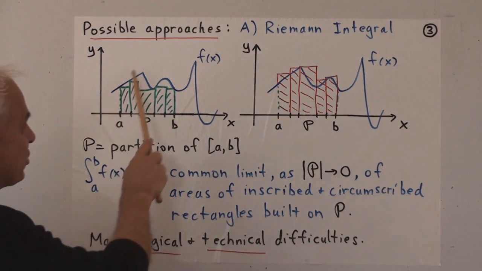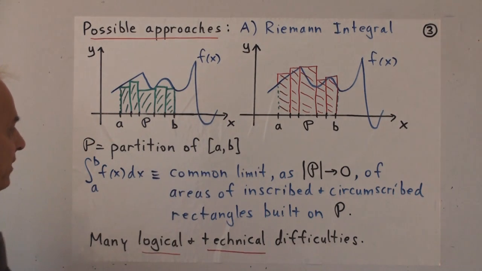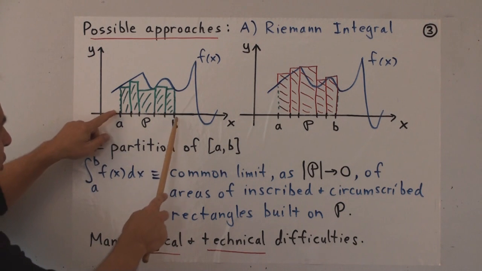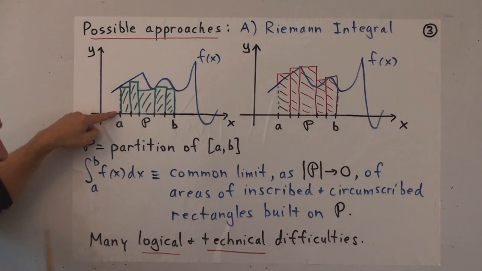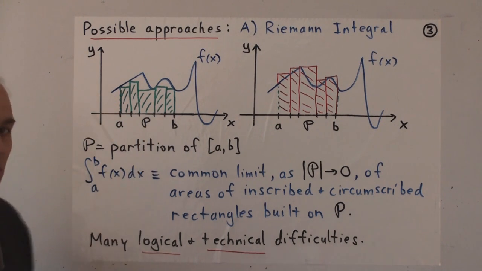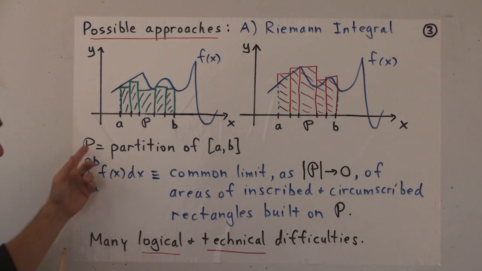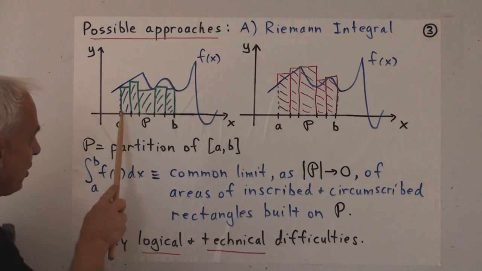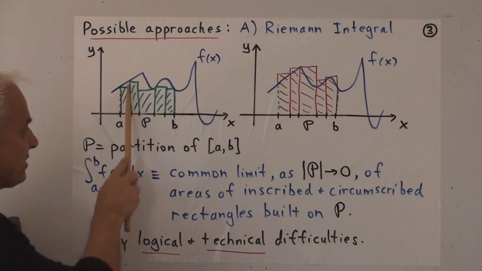Okay, so we have some function f of x. Let's picture it like that. We have some interval a to b. What do we mean by the integral from a to b of f of x dx? Well, what we do is we look at a partition of a to b. That is, we divide up this interval a to b into a certain number of subintervals and call that division the partition P. And then on top of that partition we create a bunch of rectangles.